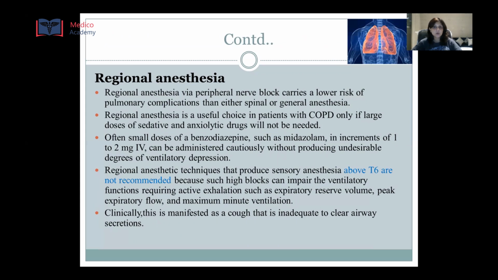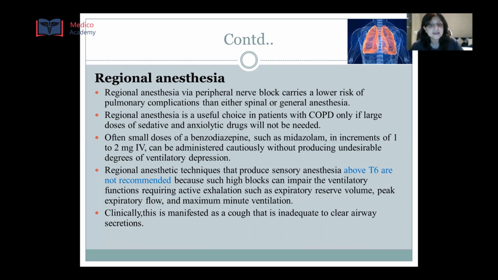Regional anesthesia via any peripheral nerve block carries a lower risk of pulmonary complication than either spinal or general. Regional anesthesia is a useful choice in a patient with COPD only if large doses of sedatives or anxiolytics will not be needed. So often a small dose of benzodiazepine like midazolam, in increments of say 1 or 2 mg IV, can be administered cautiously without producing any undesirable degrees of ventilatory depression.